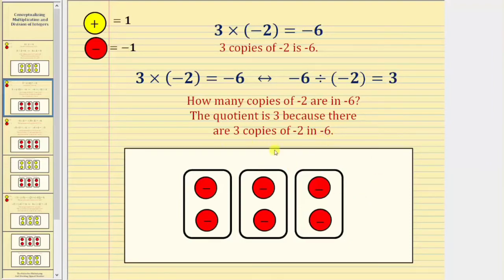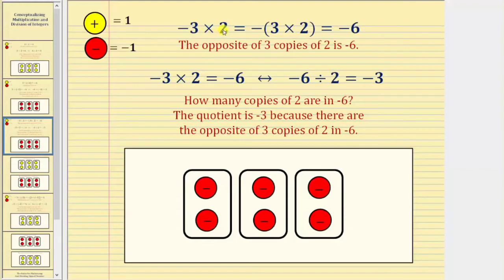So if we understand these first 2 examples, we will now try to extend this idea for 2 more products and their corresponding quotients. Here we have negative 3 times positive 2. We will view this negative as the opposite and rewrite this product as the opposite of positive 3 times positive 2, which equals negative 6. The product in this form can be viewed as meaning the opposite of 3 copies of 2 is negative 6.